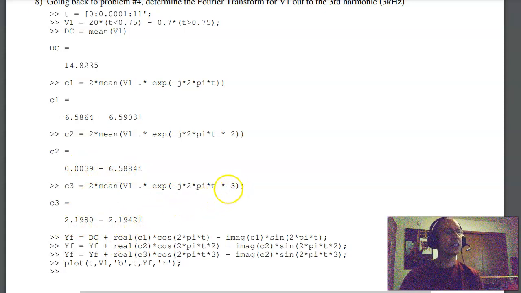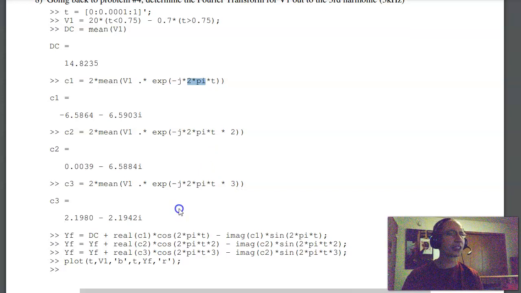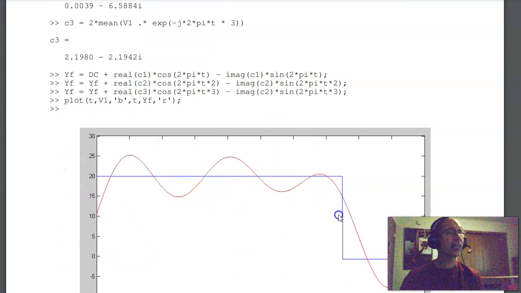The reason this is just 3 rather than 3 kilohertz is I made the period 1. I did a change of variable and made the period 1, because 1's a nice number. So if the period is 1, the fundamental is 2 pi. Basically, seconds is not a universal constant. I can make the time scaling on the time axis anything I want. I'm just making it so the period is 1, because I like the number 1. Makes everything easier. Then the fundamental is 2 pi. 2 pi times 2 is the second harmonic. 2 pi times 3 is the third harmonic. Put them all together, and you have an approximation for your square wave taken out to the third harmonic.